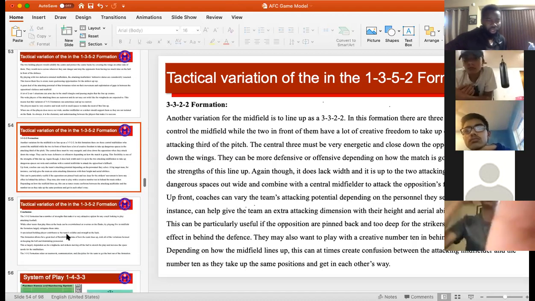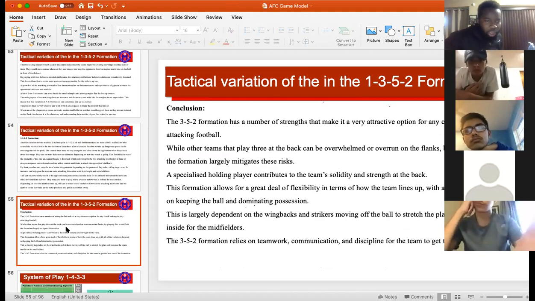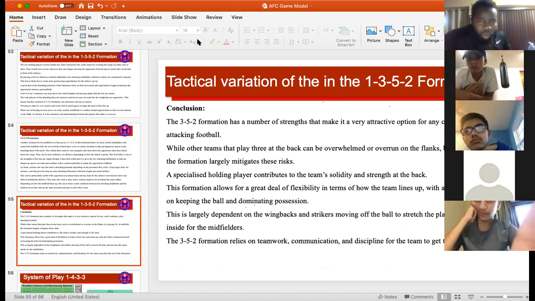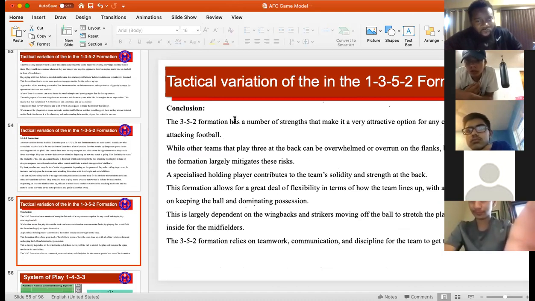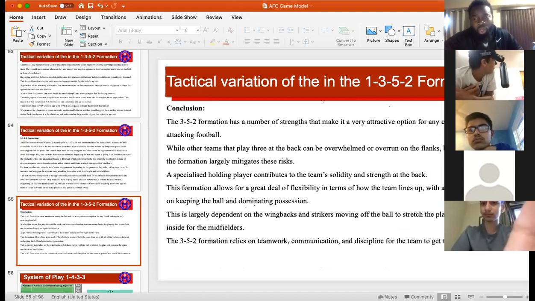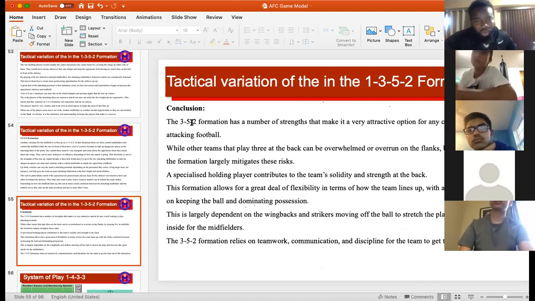All right. So basically, that's what it is. And then once you plan in here, these are the conclusions. The most important thing to take away is that the 3-5-2 formation has a number of strengths that make it a very attractive option for any coach looking to play attacking football. So if you want to play attacking football, this would be the best formation to play.